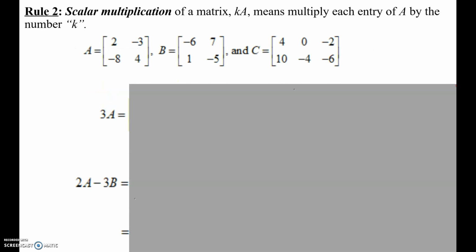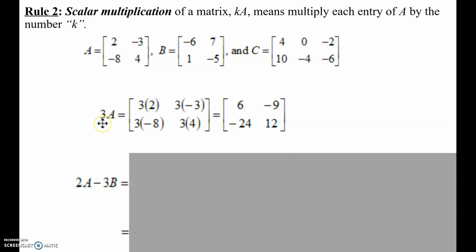All right, let's talk about one more that's pretty easy. That is scalar multiplication. A scalar is a fancy word for a number, right? So what we're doing in these is taking a number times a matrix. Basically, all we're doing is taking each entry in that matrix and multiplying it by the number. So my first example here is 3A. That means I'm going to take 3 times each of those entries in matrix A. So we just multiply them all by 3.